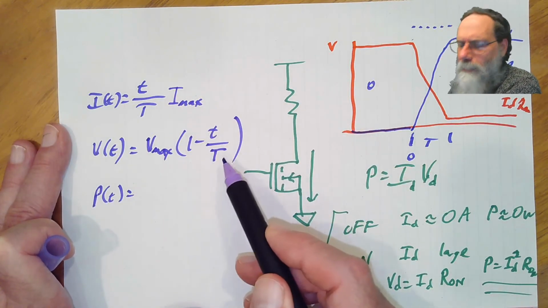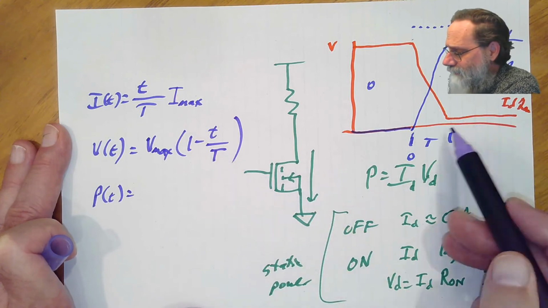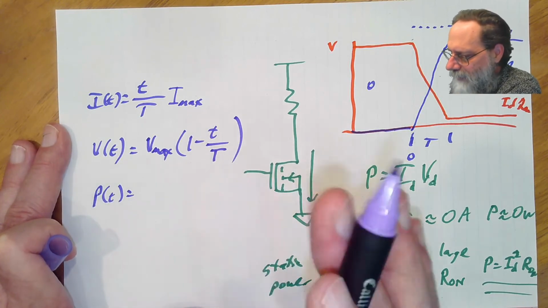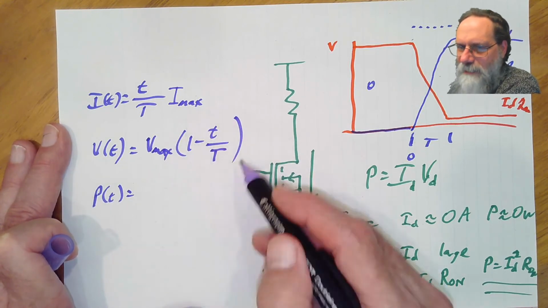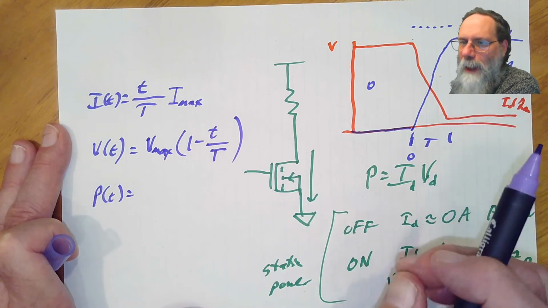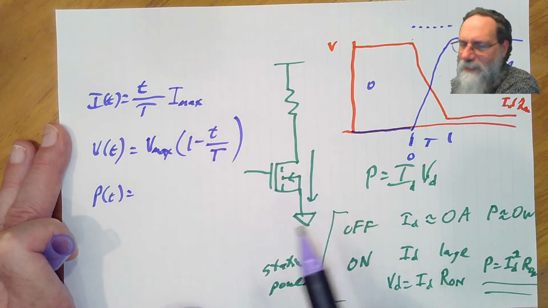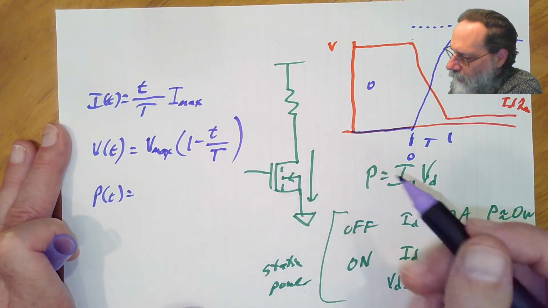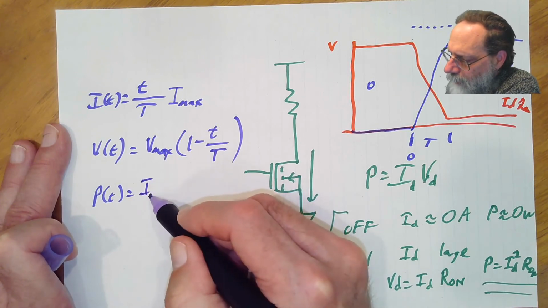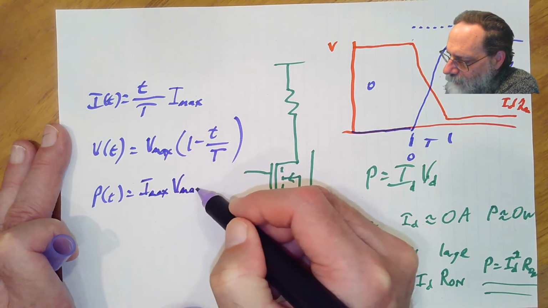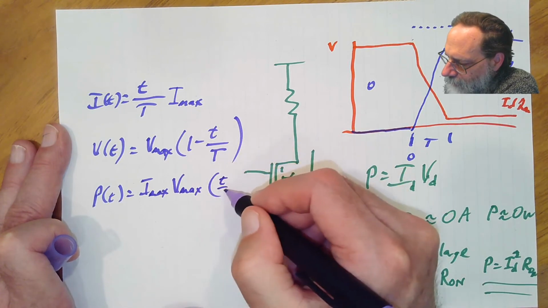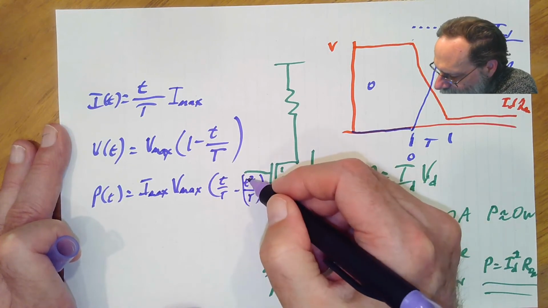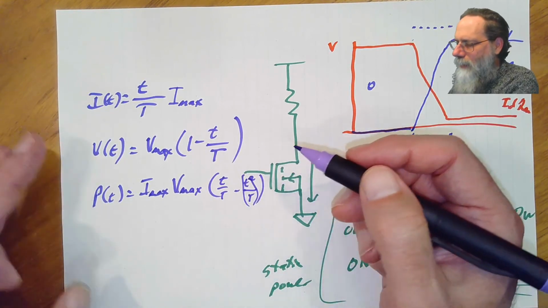notice I lied here just a little bit, because this one goes down to 0, and actually it doesn't quite go down to 0. You can fuss with the equation just a little bit to fix that, but I'm going to take the simplification that the static power here is small, or the error from using 0 rather than I_D squared R_on is small. So we're going to get Imax times Vmax times t over T minus (t over T) quantity squared.